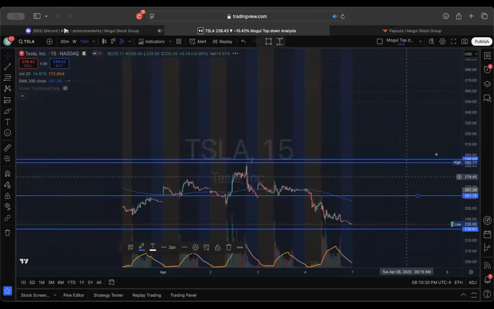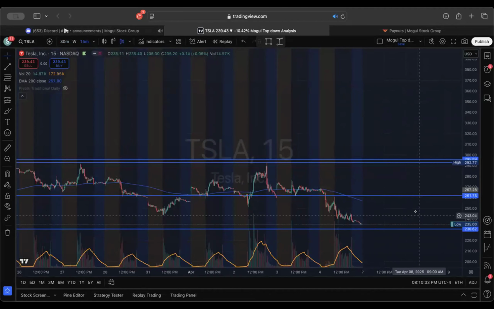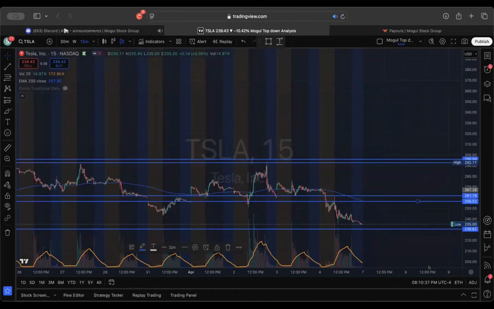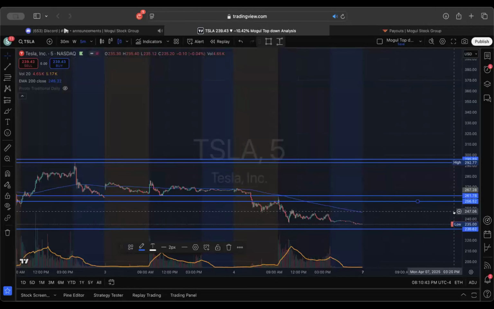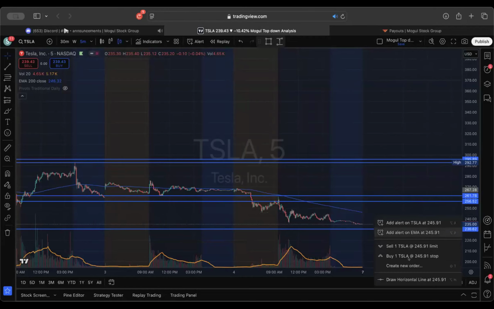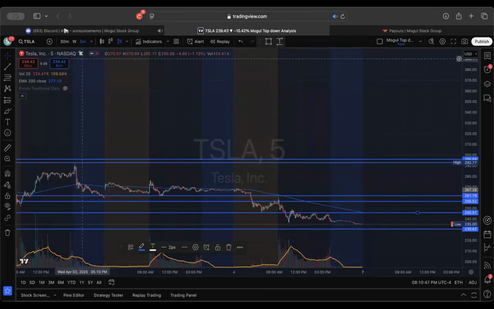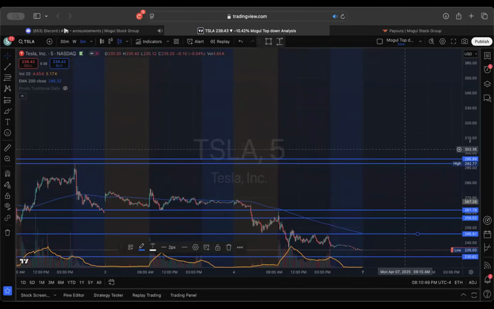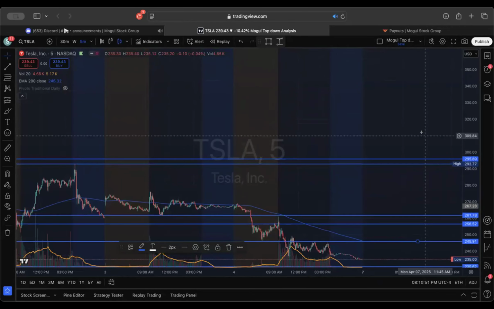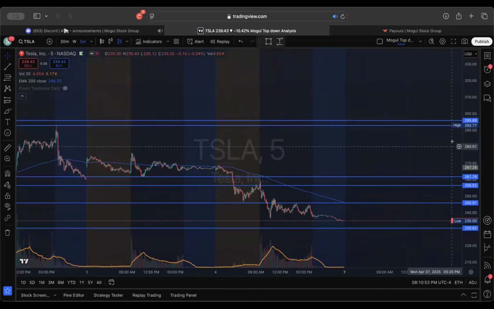The 15 minute, you want to do one here as a trigger for calls, you can. And then I'll do a 5 minute here. Move this up so you guys can see.